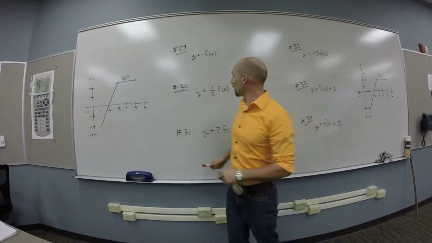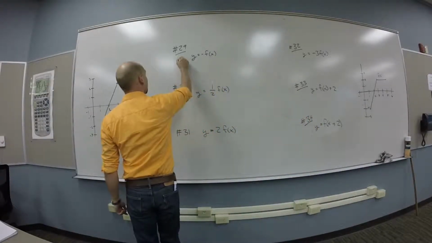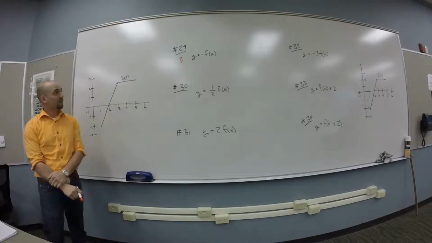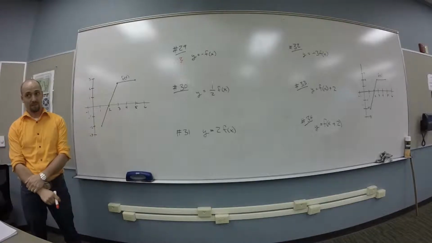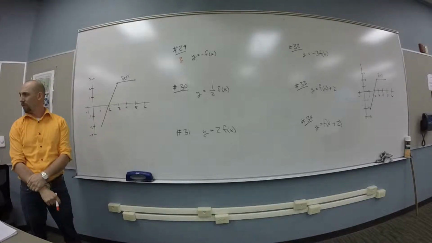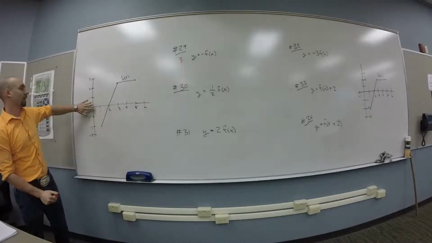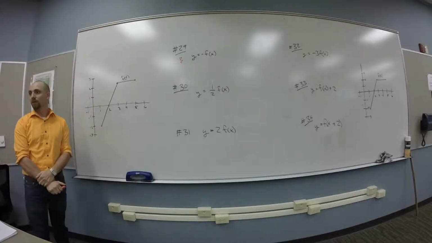So maybe let's make number 29 red. How do I draw y as minus f of x? What's that amount to? Flip it. Yeah, that's a flip, and is it vertical or horizontal? Vertical, because it happens after the function rule, right? So that's this kind of flip. So how do I do that?